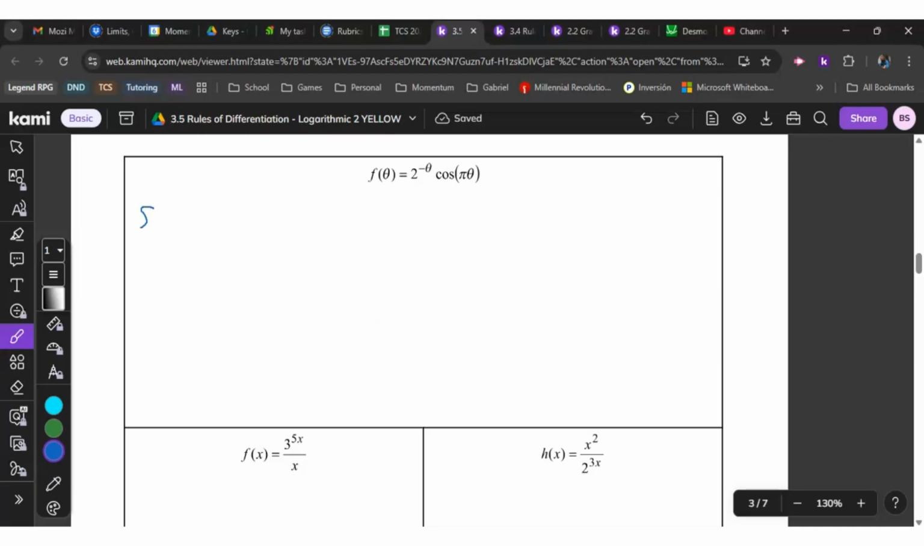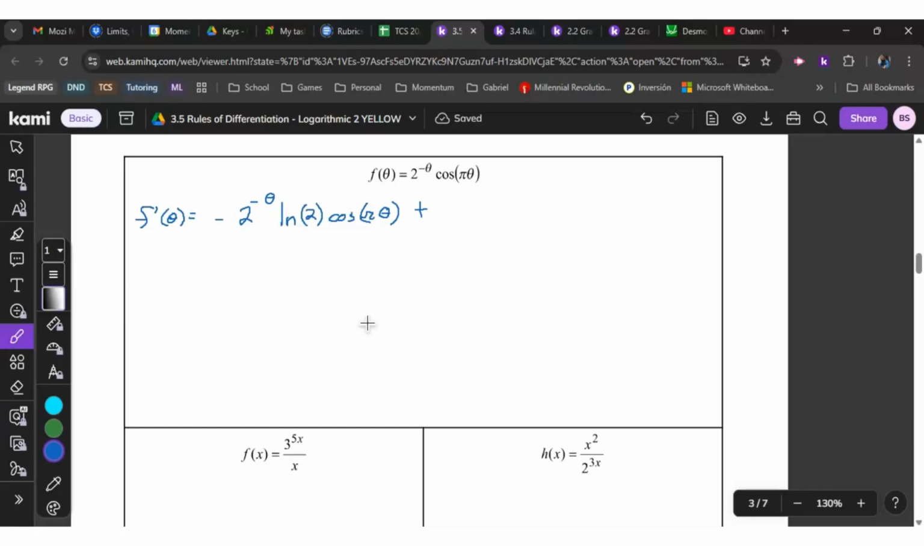So, we're going to find f prime of theta. This is a product rule. Benji, listen up. This is a product rule. So I need to take the derivative of this one first. It's an exponential, right? Which means I take the derivative of the exponent. What's the derivative of negative theta? Negative 1. Good. So we're going to get negative 2 to the negative theta times the natural logarithm of 2, times the second function, which is just cosine of pi theta, plus, so are we all with how I just did the first part so far?